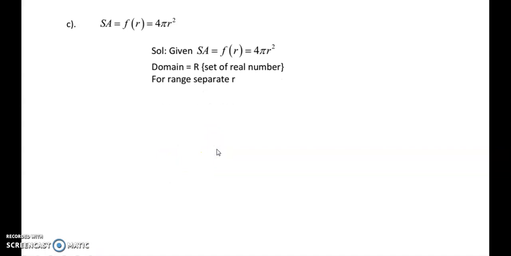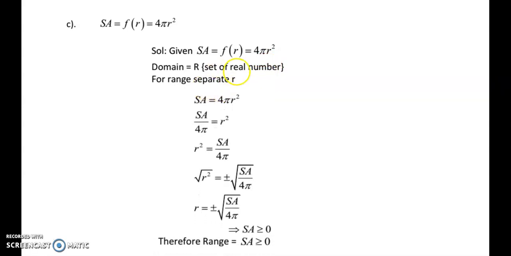Then look at this third part, the surface area, that is 4 pi r squared. Its domain will be the set of real numbers, because when you insert any value of r, even a negative value, it will give your output as a positive number. Why? Because of this square.